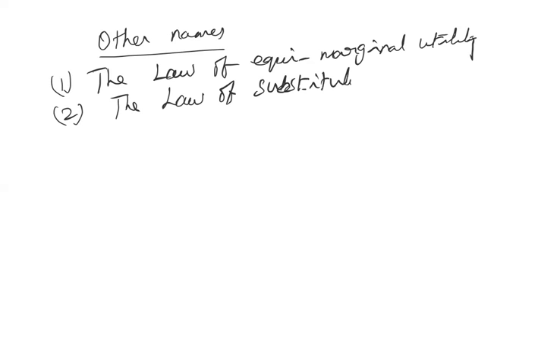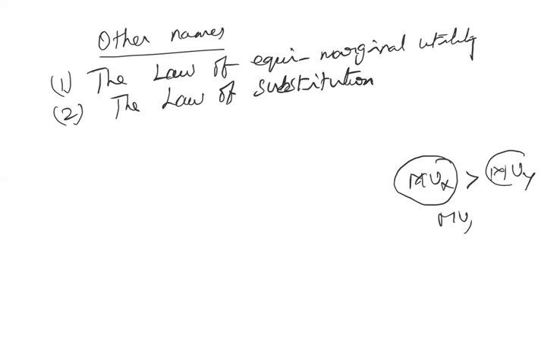Why it is called the law of substitution, I mentioned to you. If the marginal utility of commodity X is greater than the marginal utility of Y, automatically the consumer is substituting commodity X for commodity Y till MU of X is equal to MU of Y. Whichever commodity is going to give the consumer greater satisfaction, he will keep on substituting that commodity till the satisfaction is equalizing. So that's why it is called the law of substitution.